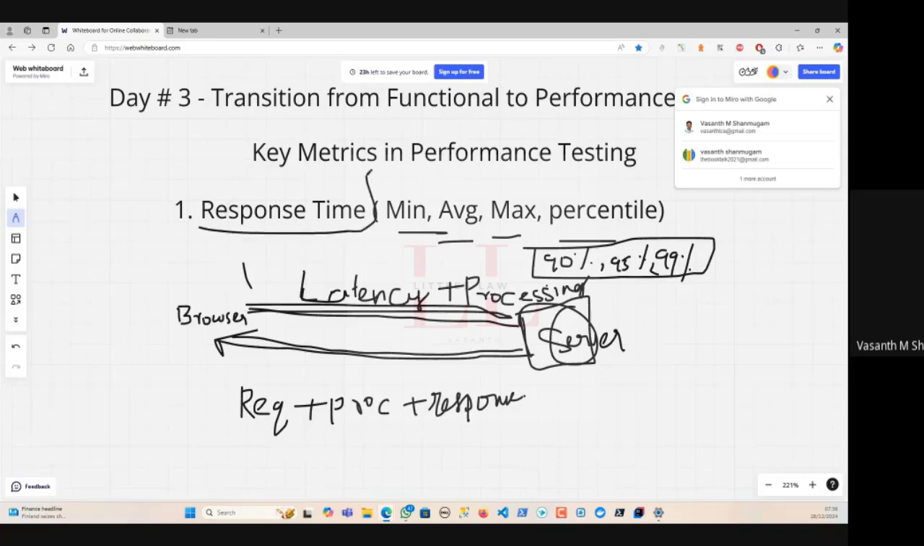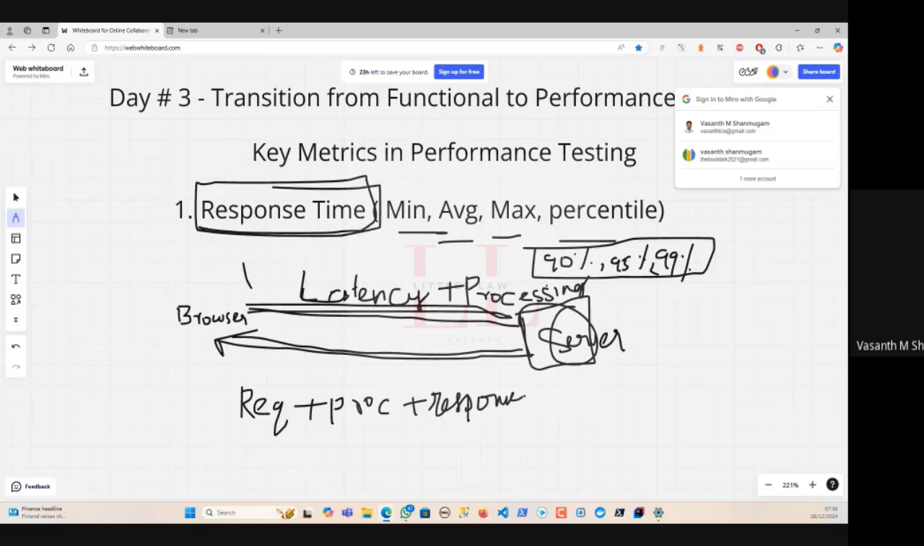And the importance of response times: why do we need to collect them? What is the objective of collecting them? The objective of collecting the response time is to indicate the speed and the usability of the system, meaning how quick or how fast our application is. That is the main objective of collecting response times.